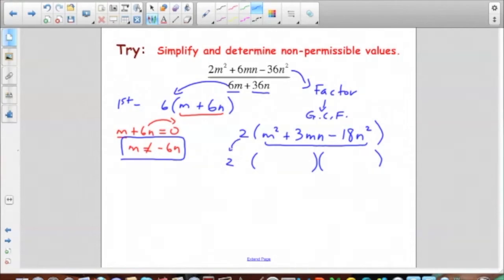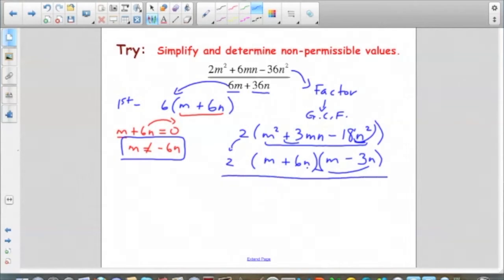Now we're looking for numbers that multiply to 18 and add to 3. So we know it's 6 and 3. And we're trying to get a positive 3, so this is a positive and this is a negative. And it's m, it's m. Now because of this n squared, we have to put an n on the ends, because when we multiply an n by an n, that gets us the n squared. Okay, there is the top.